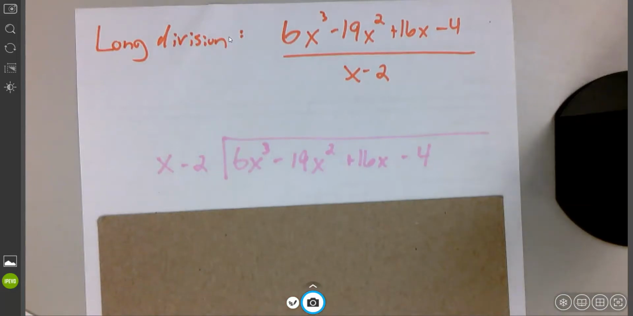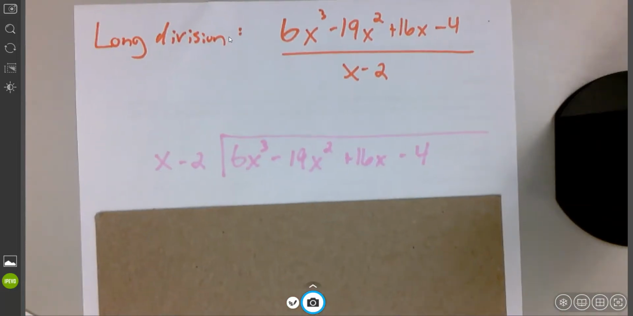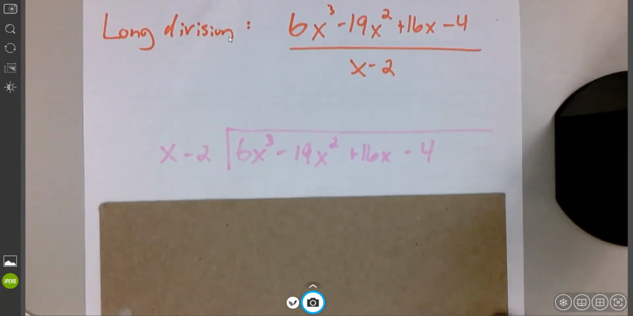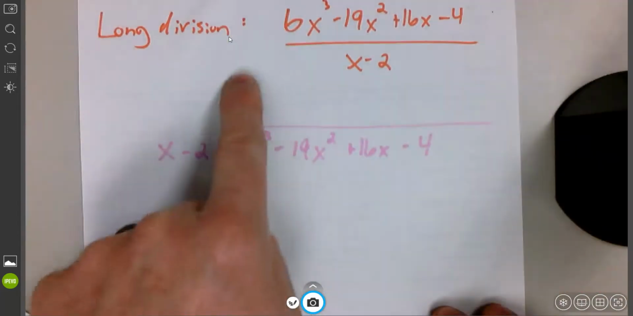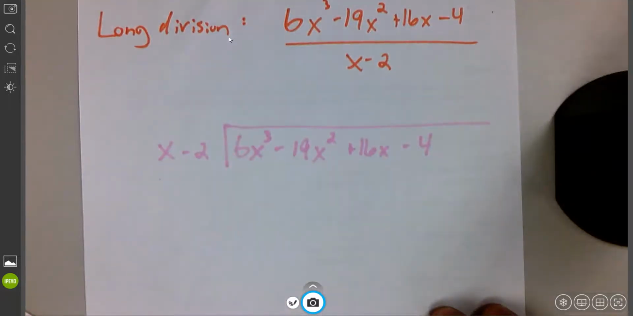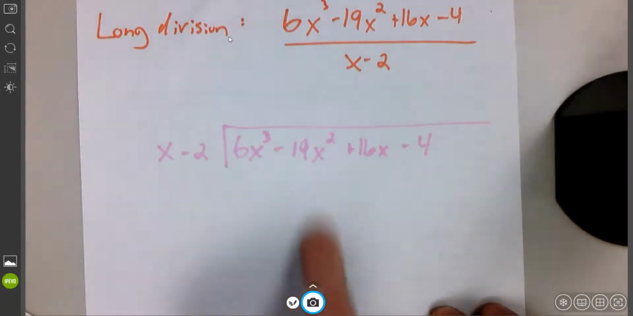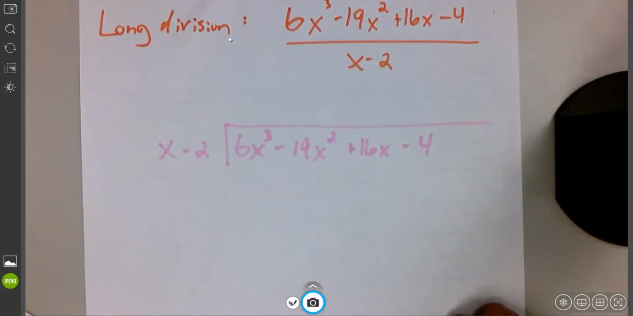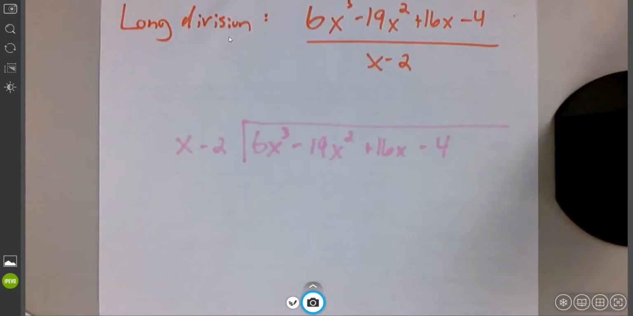And we set it up just like we did with long division. Now, something that's special with these, we're going to keep everything orderly and organized. Anything that has an x to the 3rd power will always be in the x to the 3rd power column. Anything that has an x squared will be in the x squared column. This is an x column. This is a constant column. So we'll keep things orderly and organized to help us throughout this process.